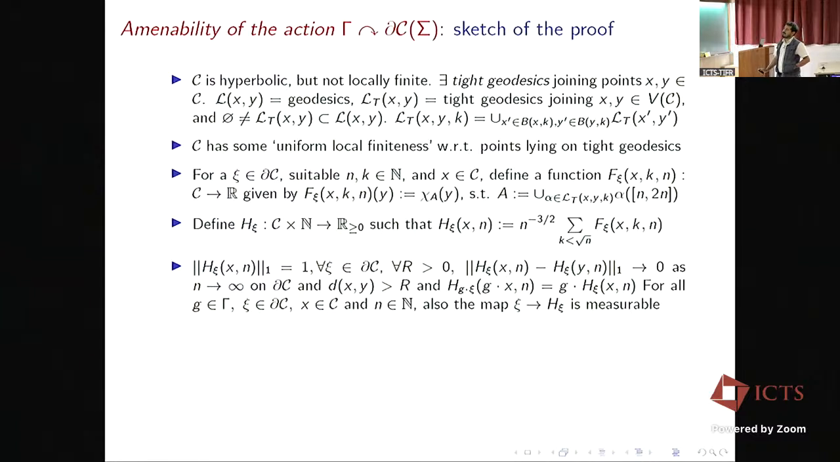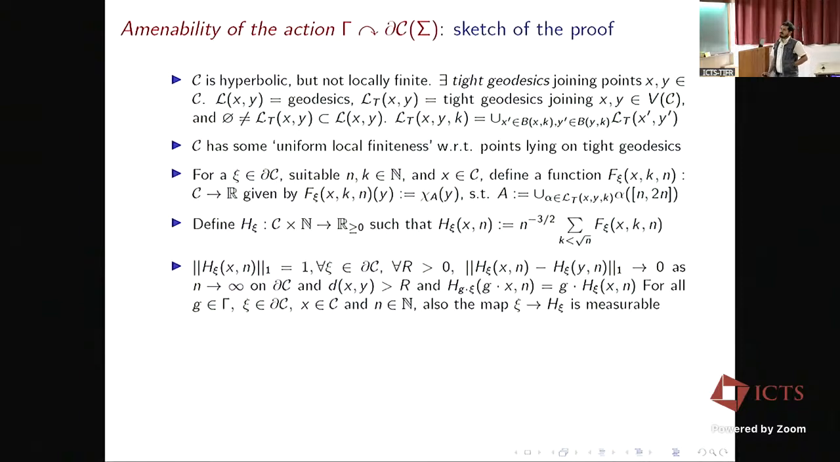So here I am looking at the union of all L_T(x', y'), where x' ranges over this ball and y' ranges over this ball. So it's like a little variation. It's like looking at a cylinder of tight geodesics between these two ends.